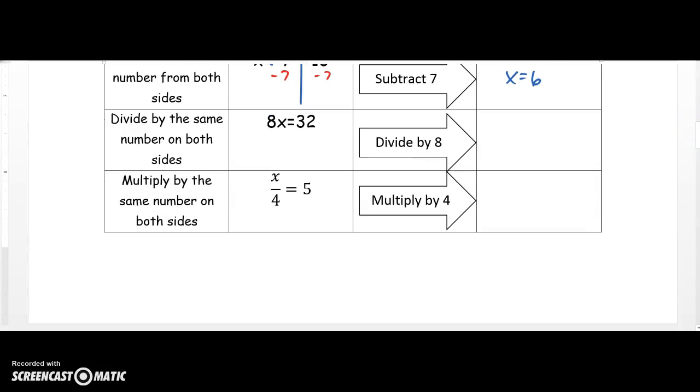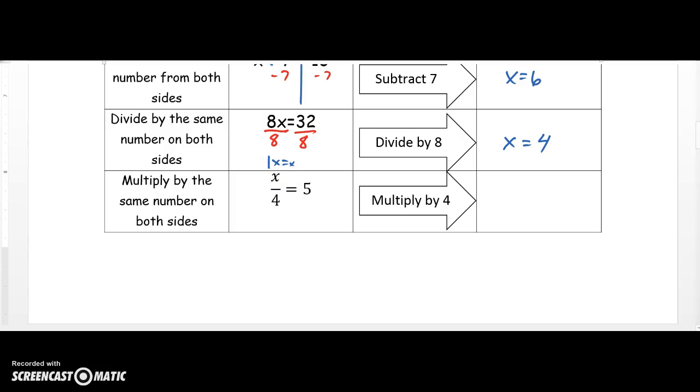Now, today's new material. Notice how the 8 is attached to the x. That means multiplication. When we see multiplication, in order to get the x by itself, we are going to have to divide on both sides. Now, why do we divide? Because 8 divided by 8 is 1, leaving us with 1x. Now, do we need the 1 there? No. So that's just x. So we get x equals 32 divided by 8 is 4.